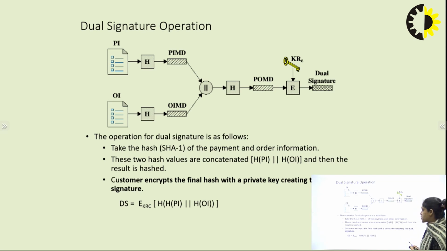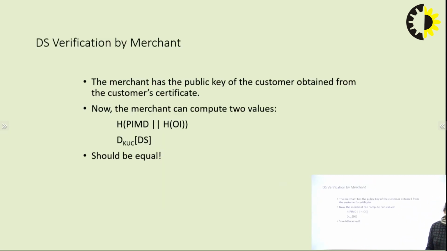The operation for dual signature is as follows: take the SHA-1 hash of the payment and order information. These two hash values, HPI and HOI, are concatenated, combined together, and then the result is hashed. The customer encrypts the final hash with the private key, creating the dual signature. You can see the hashes of these two attached together and hashed again, and finally they are using a key.